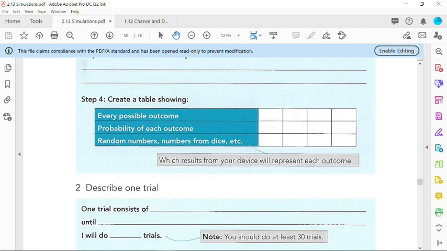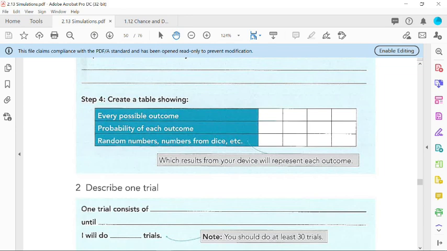Step 4, you're going to create this table. You are going to create this table exactly. Of course, this is going to change. The number of squares you have is going to change. But you're going to write every possible outcome. This was the one for SNAP. So they put S, you could get an N, you could get an A, or you could get a P. Right? So whatever your outcomes are, and however many you are, you may have to extend it.